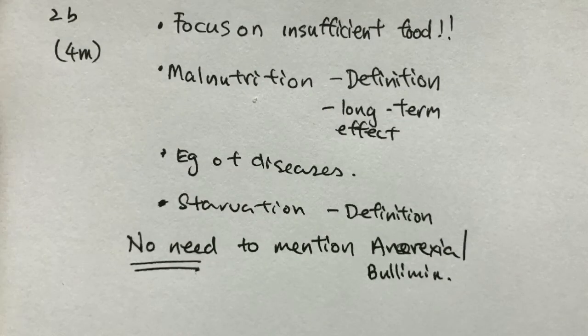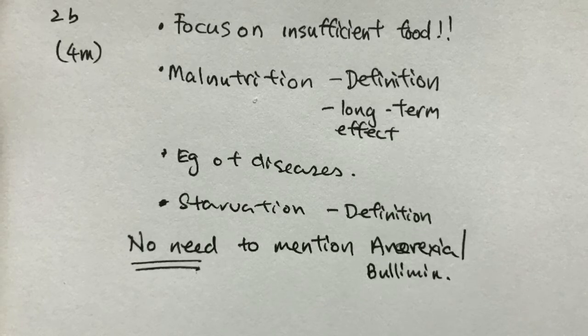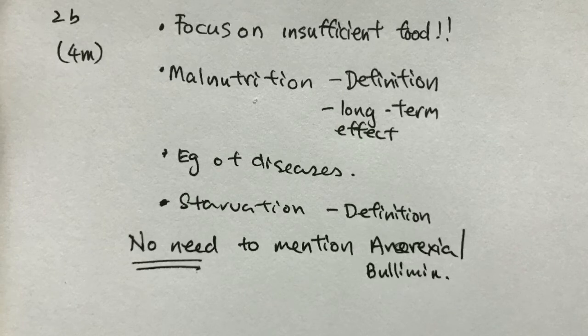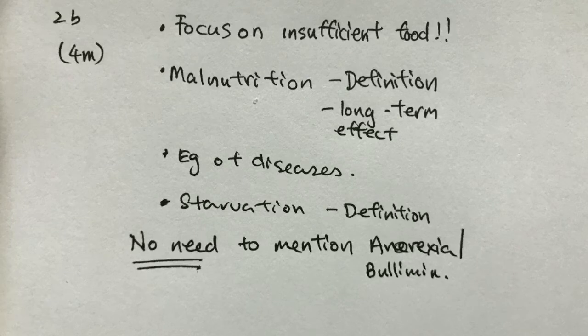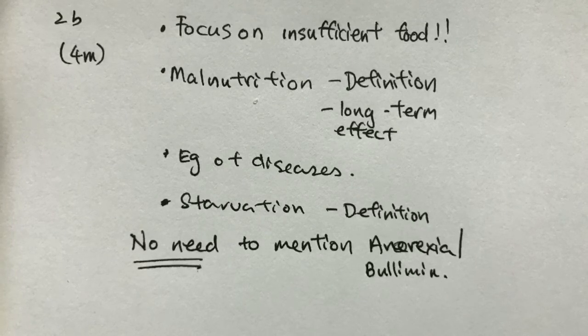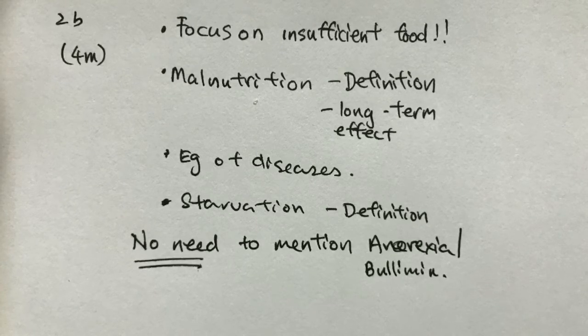For question 2b, the focus is on insufficient food intake, the concept of malnutrition, where you have to give the definition as well as provide some long-term effects. Examples of diseases that can result from malnutrition, impact on children. Starvation is another concept that has to come across, definition as well as potential impact, and the final point, which is death.